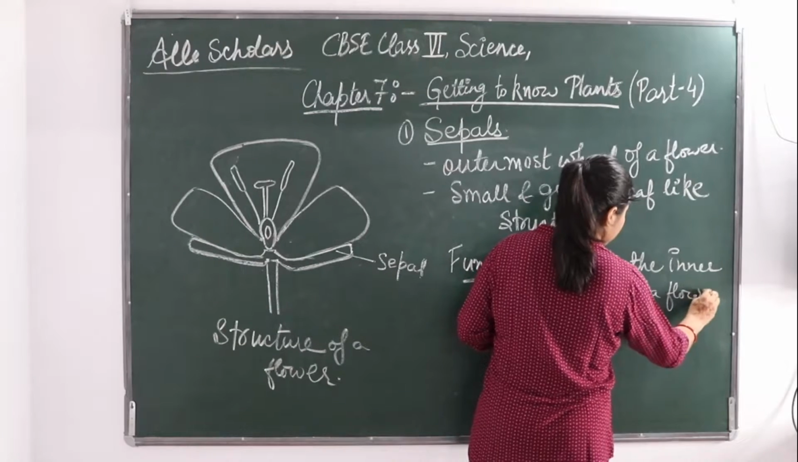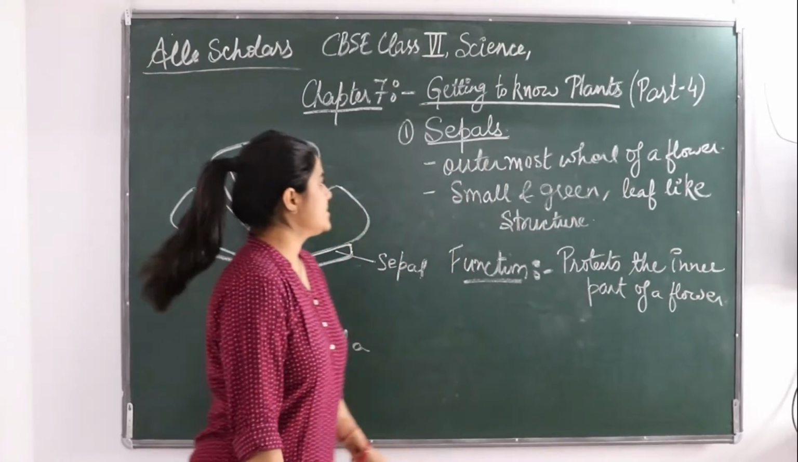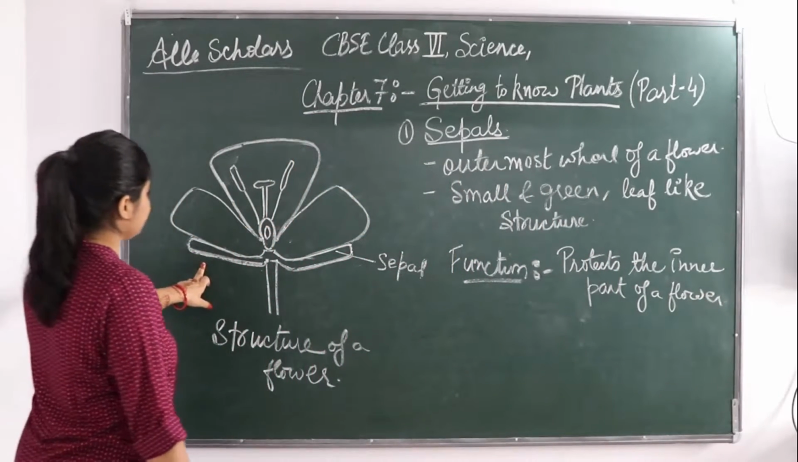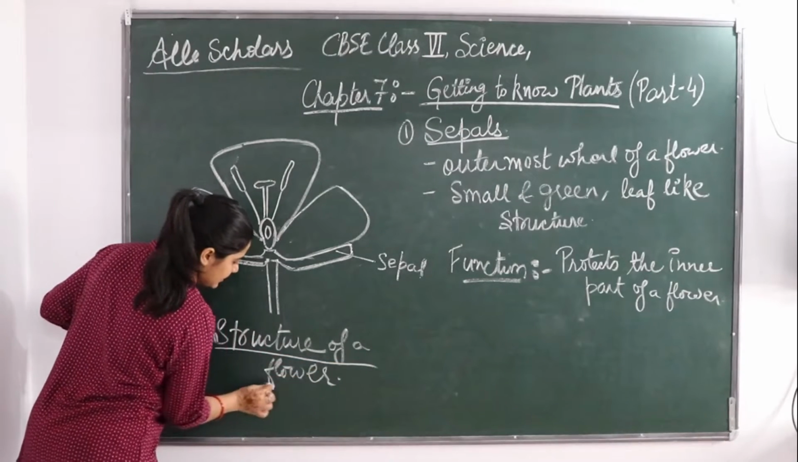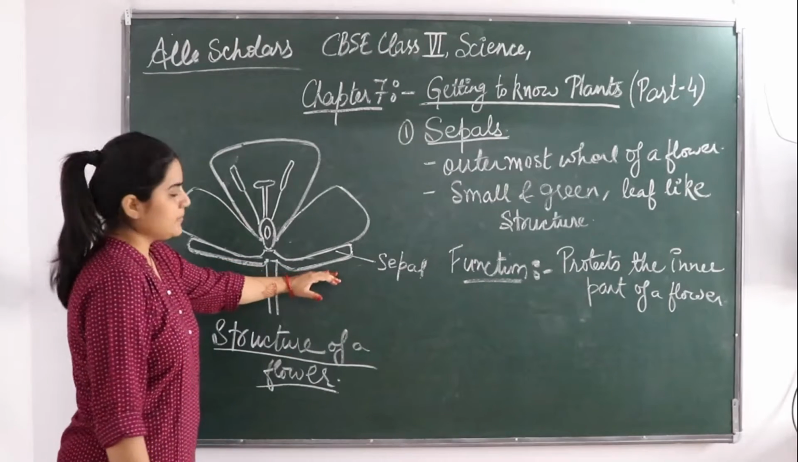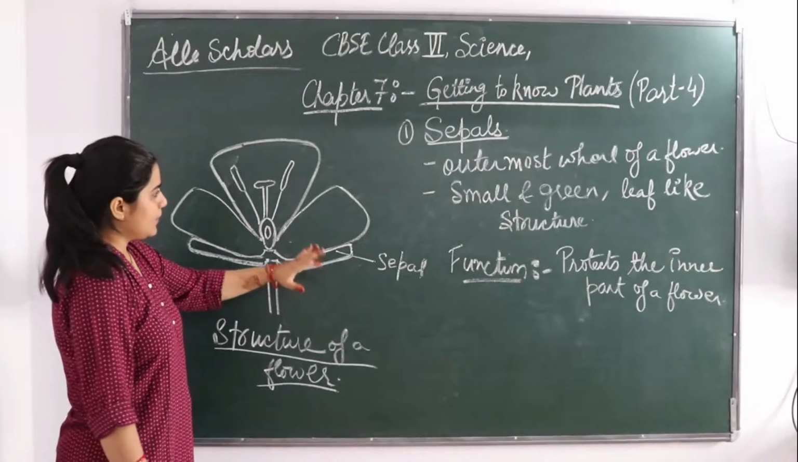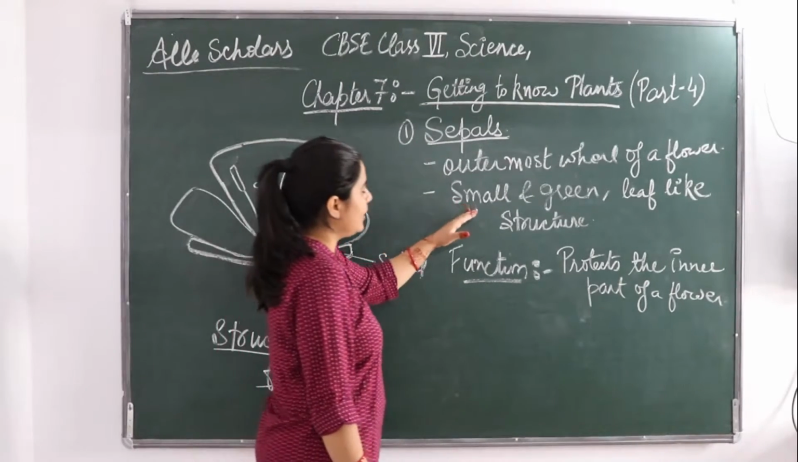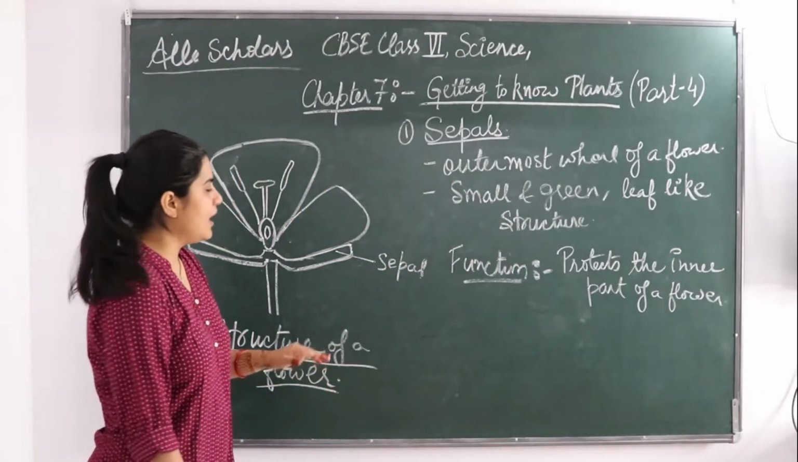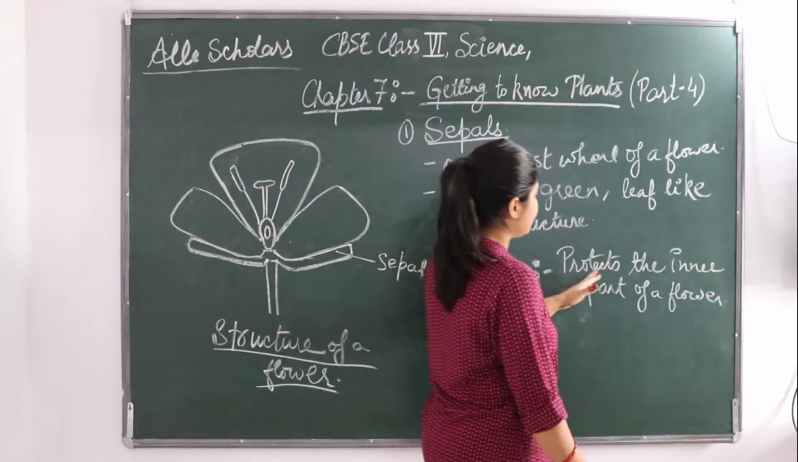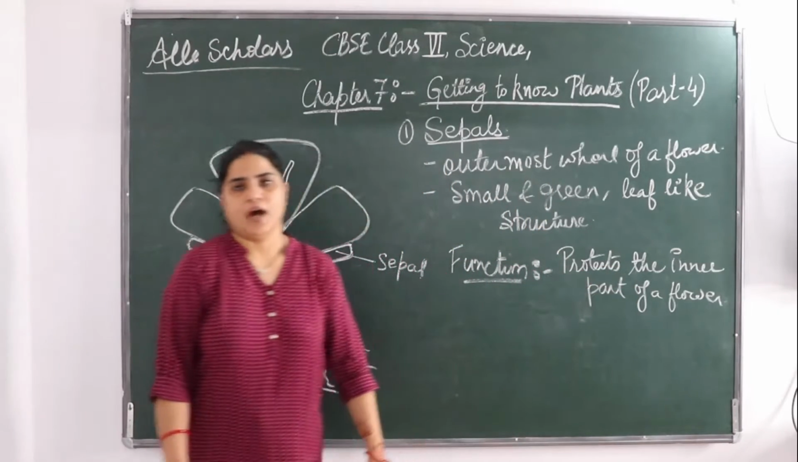Okay, so this was about sepals. Sepals, you can see in this figure. This is the structure of a flower. Here you can see these are the sepals. These are mostly small and green and leaf-like structures, the outermost wall of a flower. Their function is that they protect the inner part of the flower.